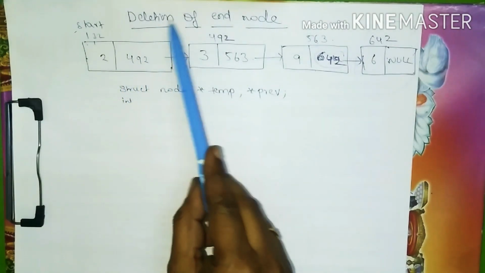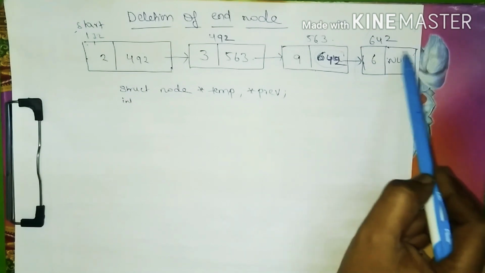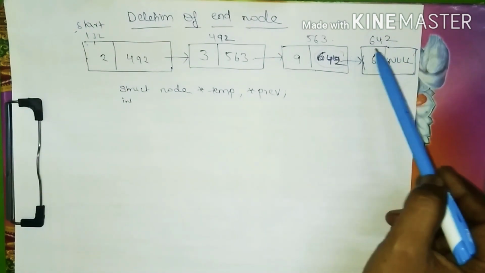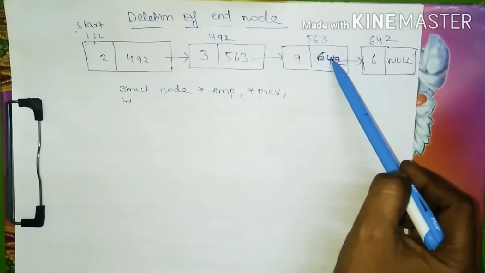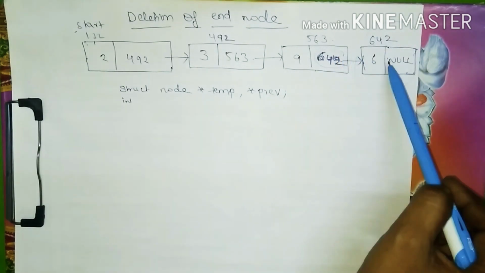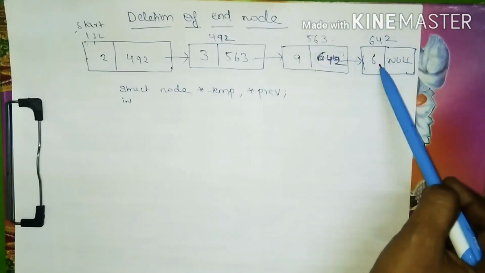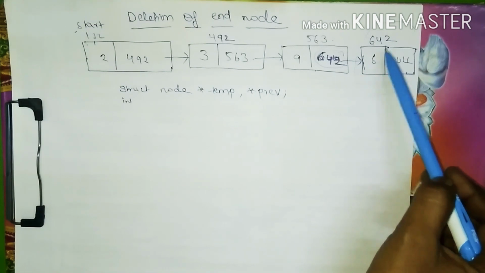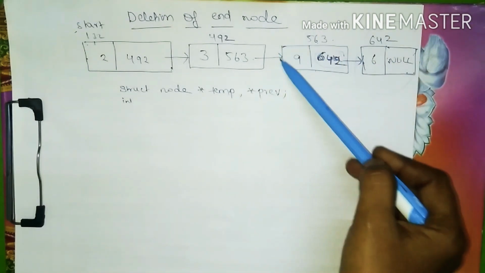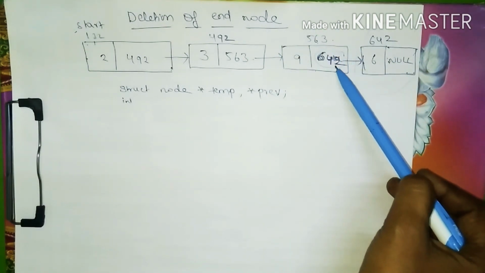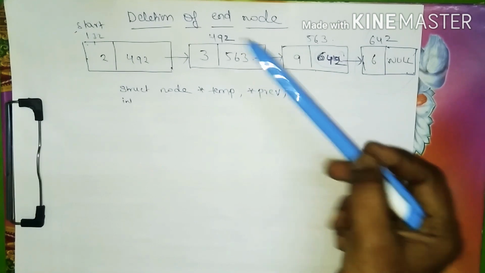Now let us see deletion of end node. That is, we need to delete the last node, this node to be deleted from the memory. So to delete it, we have to delete it and make this address null, because after deletion of this node, there will be no next node. So we have to make this null. To delete this node, we should name this node. If it has some name, then we can delete it, but it doesn't have any name. So now we have to name this node, and also this node, because we have to make this null. So I am taking two temporary variables, that is temp and prev.